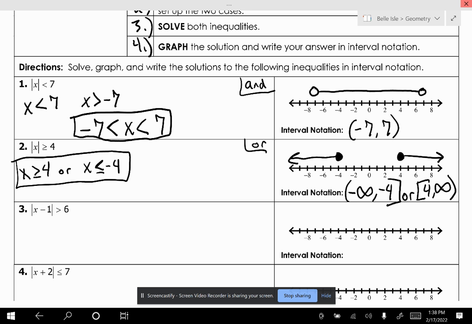Okay, so number 3. So number 1 and number 2, very simple. It's already solved out for you. Okay. Now we're going to start getting into what we were doing yesterday, whereas you're going to have to do a little bit of solving now. Okay. So let's look at number 3. Number 3, we have the absolute value of x minus 1 is greater than 6. This is what sort of problem? An or. It's an or. Okay? Because of the sign that the problem starts with. Right?